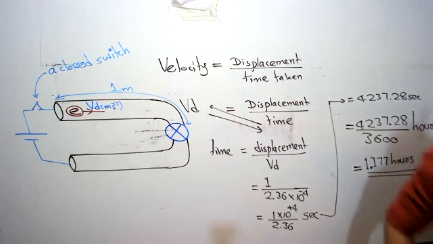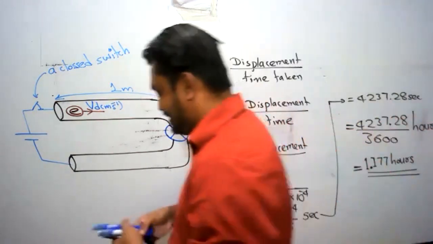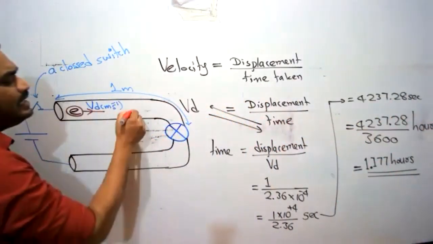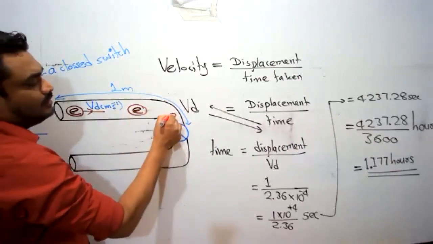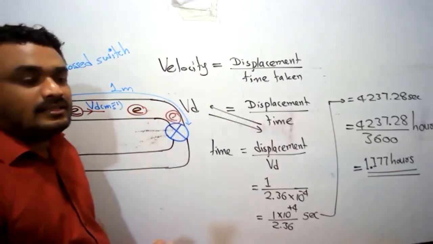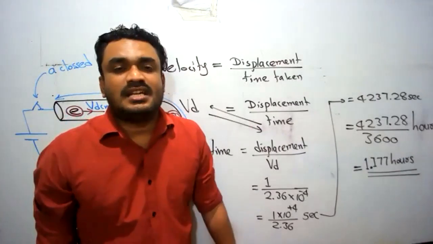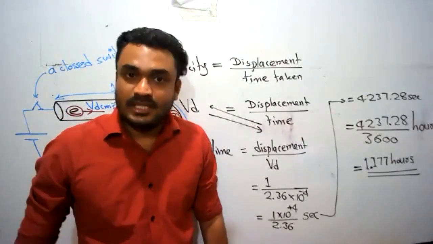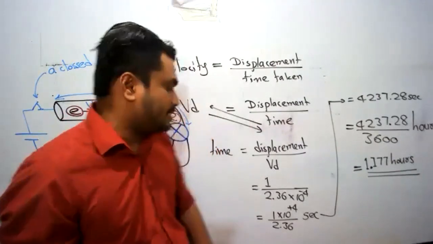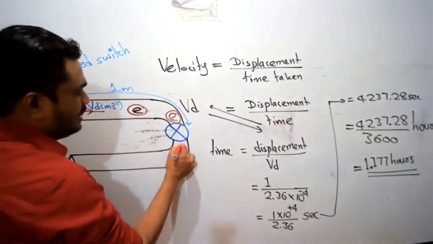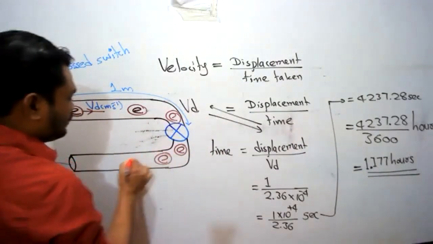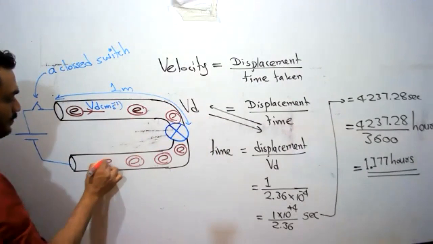The real reason is this; only one student has sent me the answer. There are so many electrons in the wire. We have calculated the amount of free electrons in a unit volume of copper. You see the value, it's a huge number of electrons. So there will be so many free electrons.